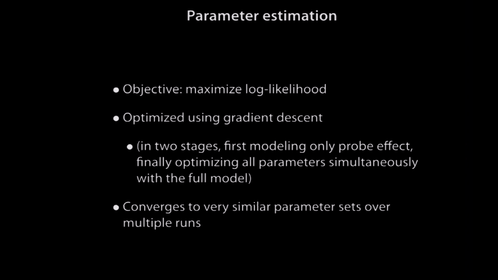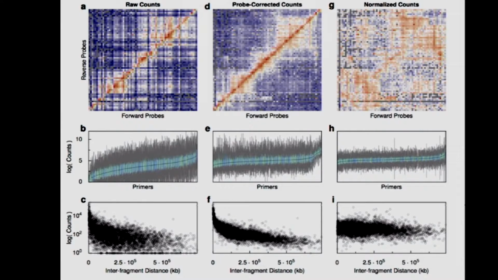One way we can do this is using a gradient descent approach. If we do, we can get something like this. This is our original raw data. This is probe-corrected data, and so the structures start to emerge, the biases are reduced.